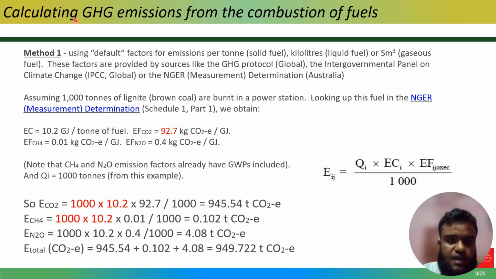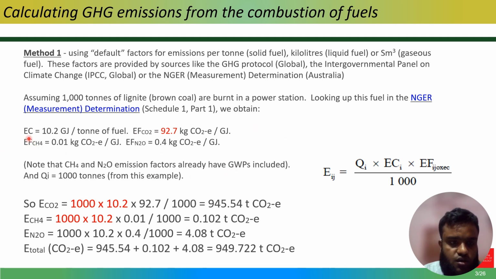So now we will calculate the greenhouse gas emission from combustion of fuel. Okay, so now let us assume 100,000 tons of lignite or brown coal are burned in a power station. Looking up this fuel in NGER, which is, I forgot the full name, it's the national inventory, something like that. So the determination method, you can just go through this link, and you can find the NGER value in Schedule 1 Part 1, but we have been given the data here.